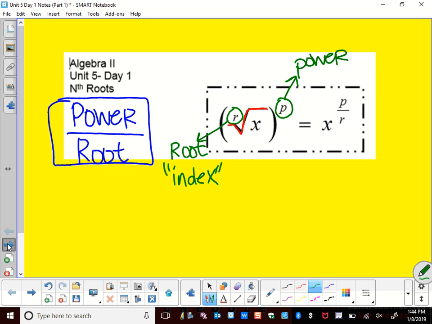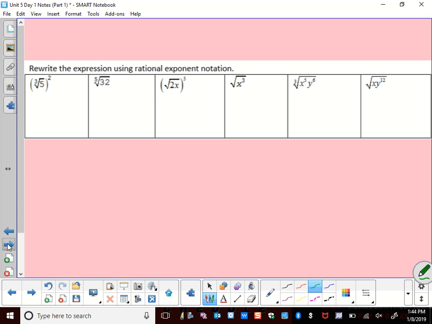All right. In this unit, it is very important for you to read your directions. It tells me to rewrite the expression using rational exponent notation. Okay? What that means is I'm going to take it from one form and change it into the other. When it says rational, that means that my exponent will be in the form of a fraction. Okay?